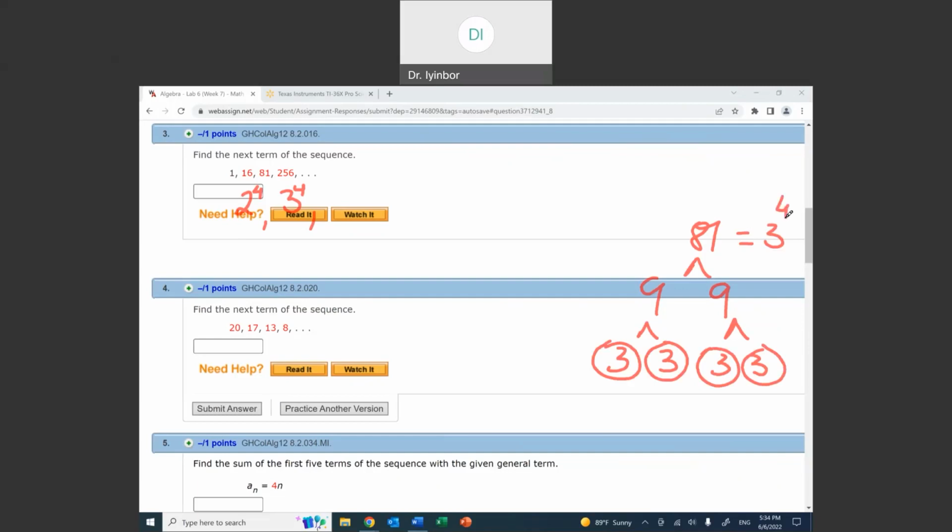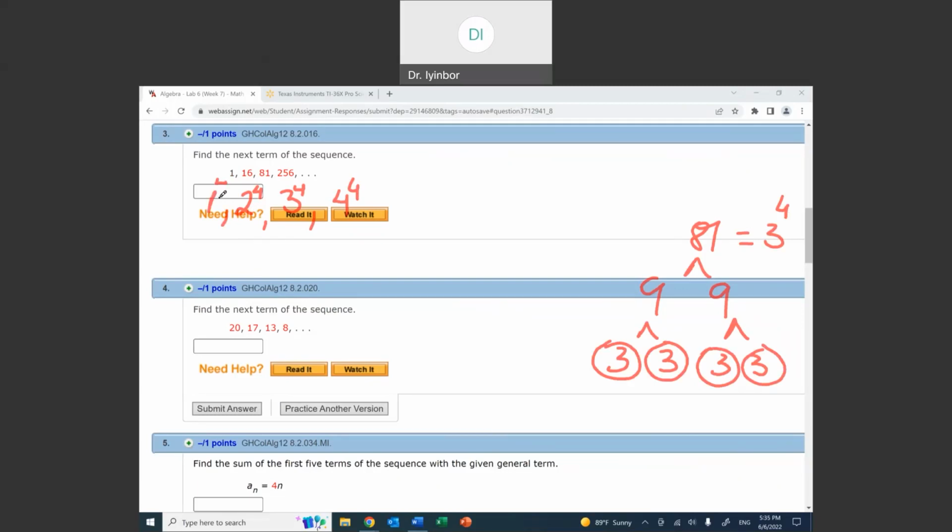The same way, 16 is 4 times 4, and each of those is 2 and 2. That gives me 2 to the 4. And this 256 is 4 to the 4. So when you rewrite, and of course 1 to any exponent is 1, that's why I skipped it.